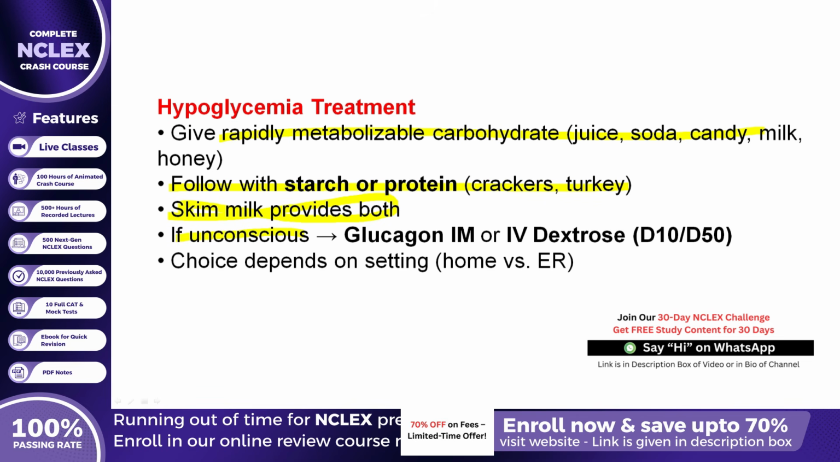If the client is unconscious, the next step is to give glucagon intramuscularly or intravenous dextrose, such as D10 or D50. The choice between these options depends entirely on the setting, such as whether you are managing the client at home or in the emergency room.